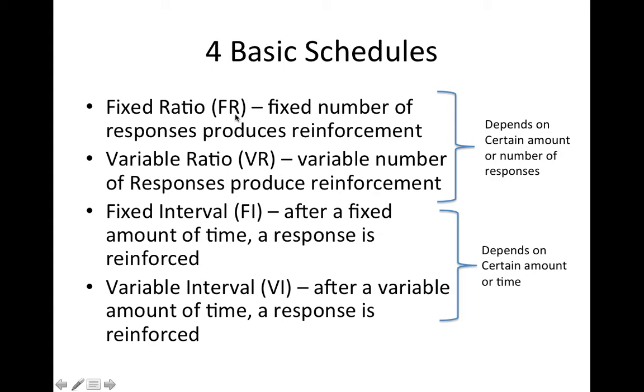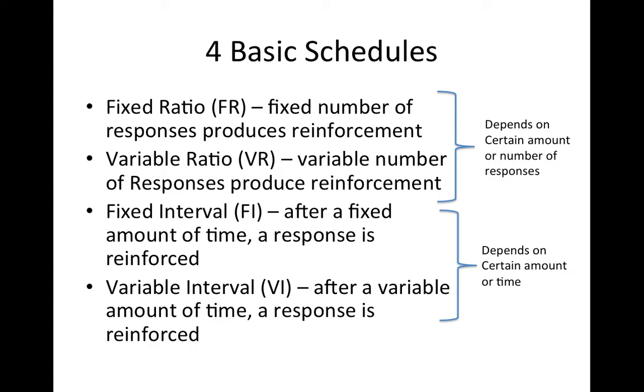An FR10, for example, would be after every 10th response a reinforcer is produced. A VR10 would be on average after 10 responses. It could be 15, it could be 20, it could be 5, it could be 2. The average inter-reinforcement ratio, we call it, is 10.